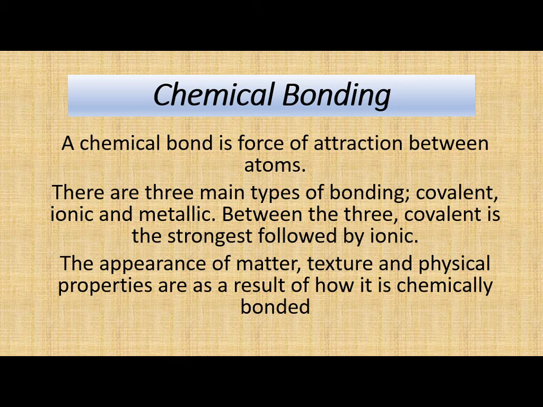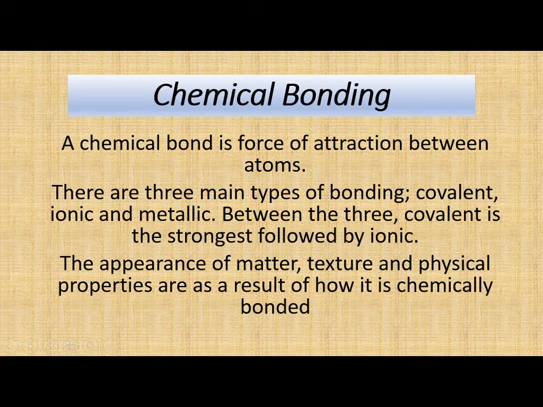attraction between atoms. There are three main types of bonding: covalent, ionic, and metallic. Between the three, covalent is the strongest, followed by ionic, then metallic. Chemically, metallic is weak compared to the other two.